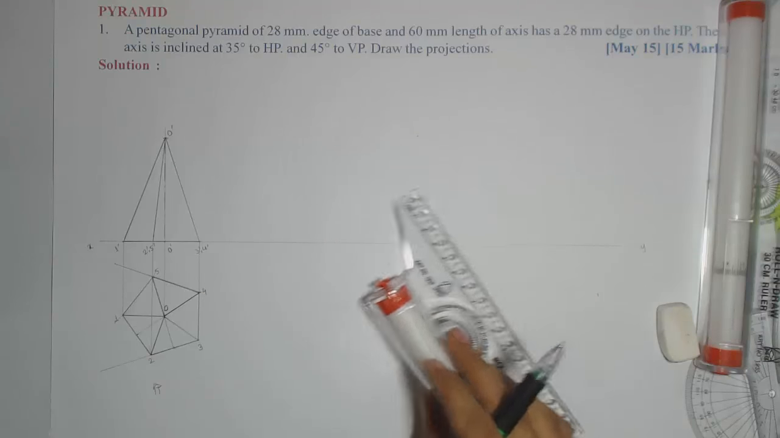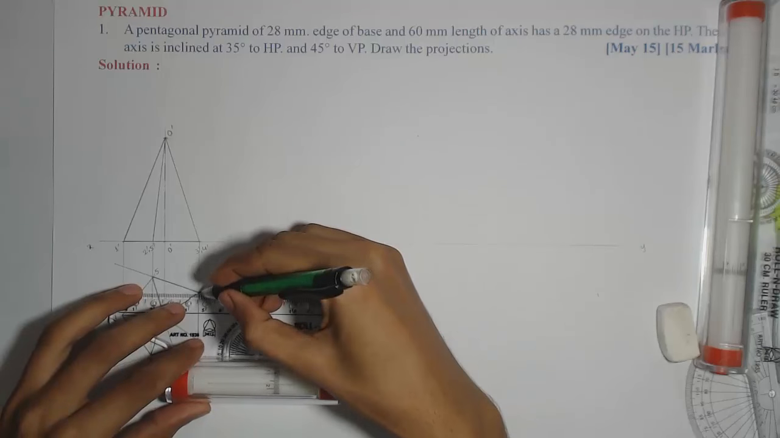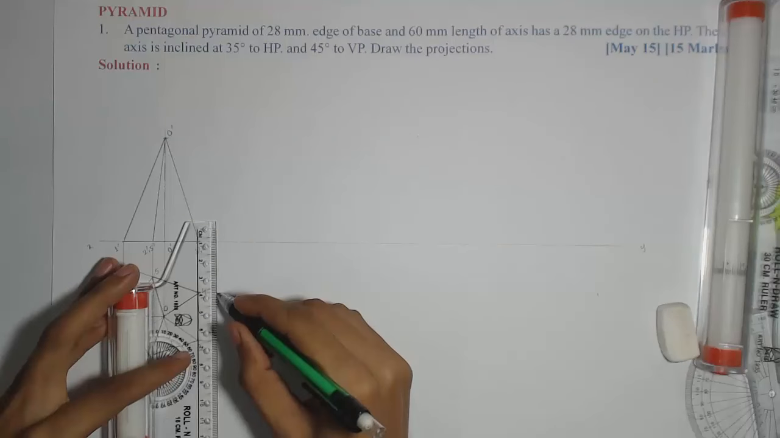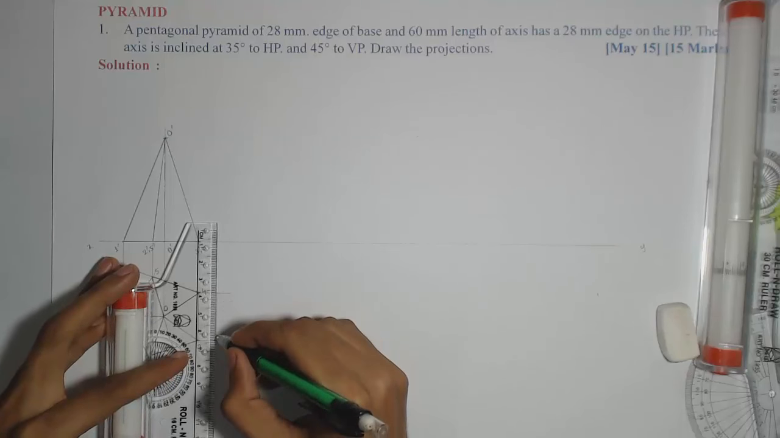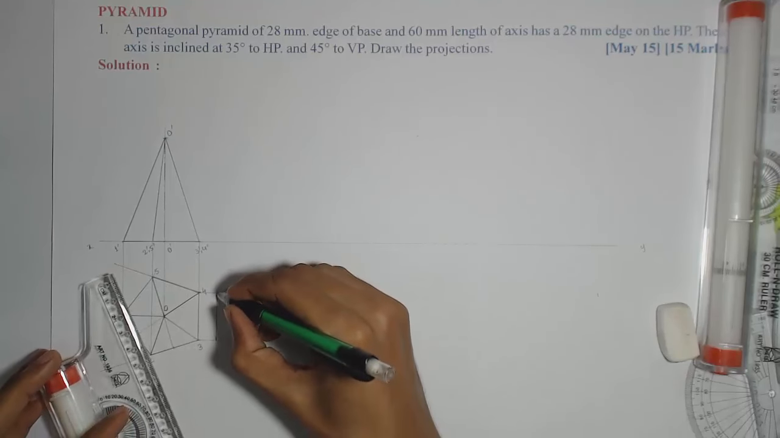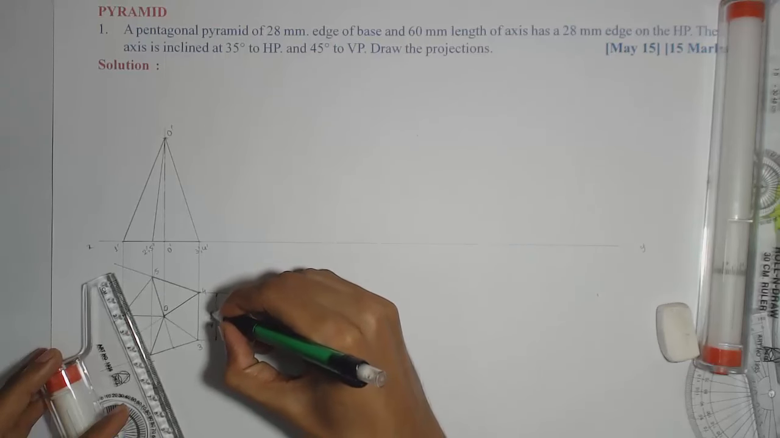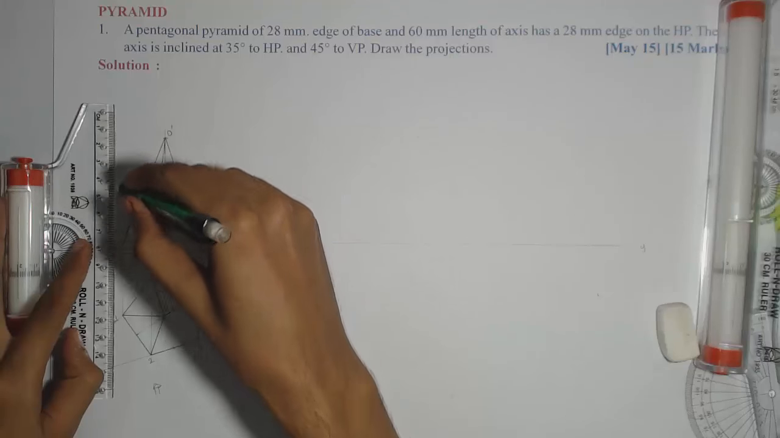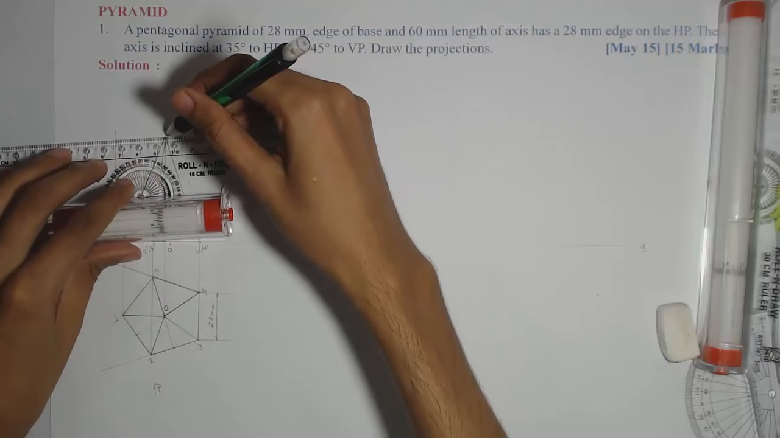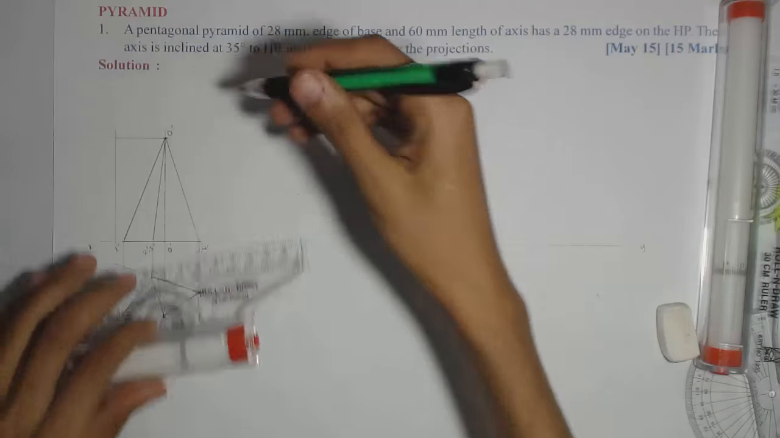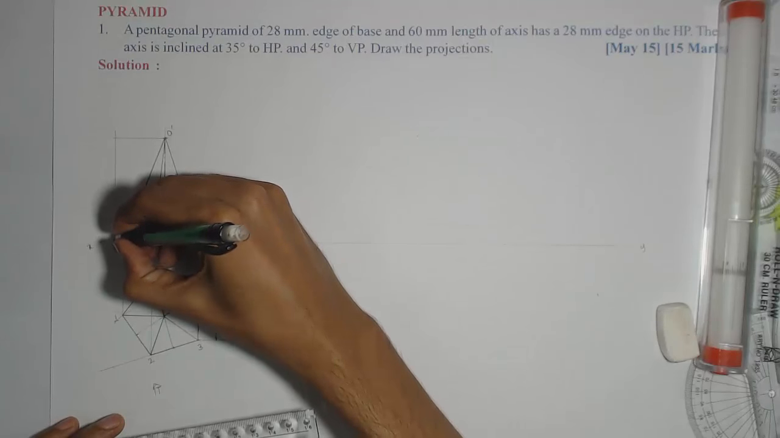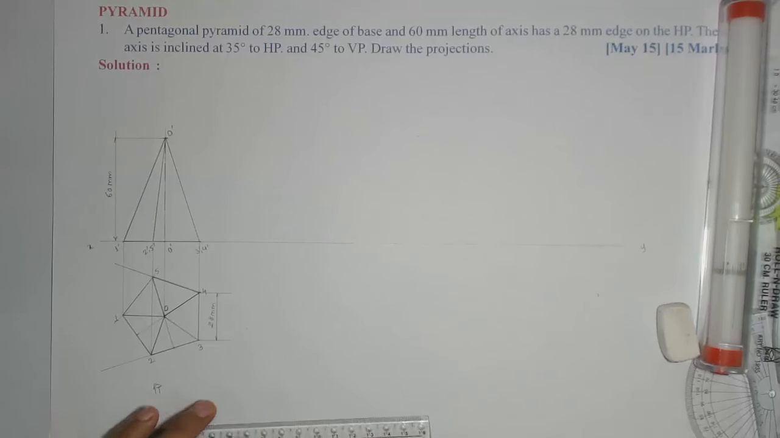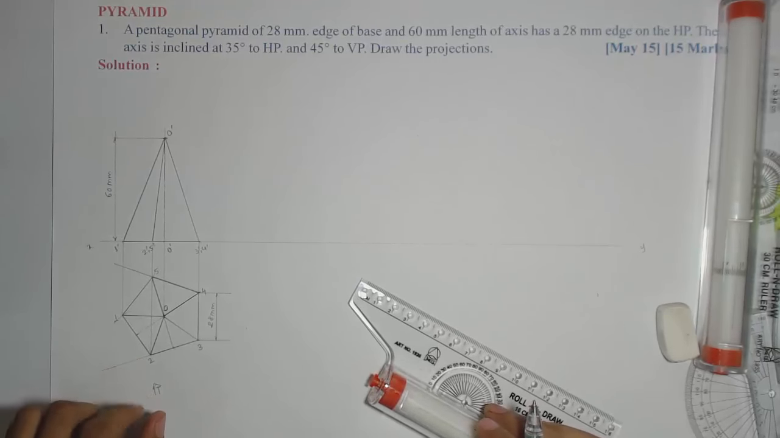In addition to this, we can show the dimensions. So showing the base edge of the pentagon, which is 28 mm, and then we can also show the axis height in front view, which is 60 mm. Now this completes the first stage.